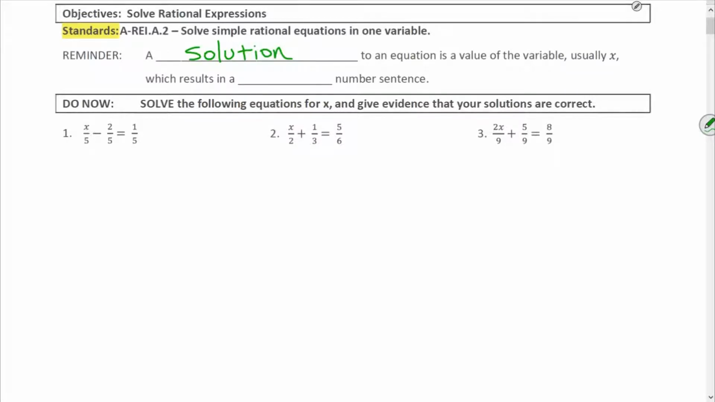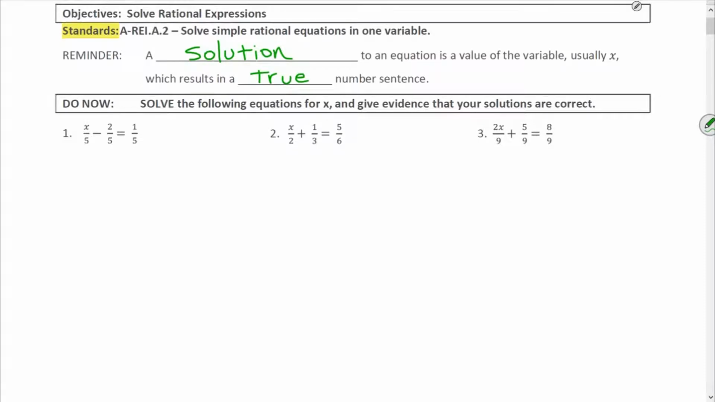Let's get started. As a reminder, a solution to an equation is a value of the variable, usually x, which results in a true number sentence. This is true for any kind of equation. Whenever we solve an equation, we're looking for the value or values of our variable that makes the equation true. In this video, we're talking about solving rational equations where we typically have our variables in the numerators and denominators of our rational expressions.